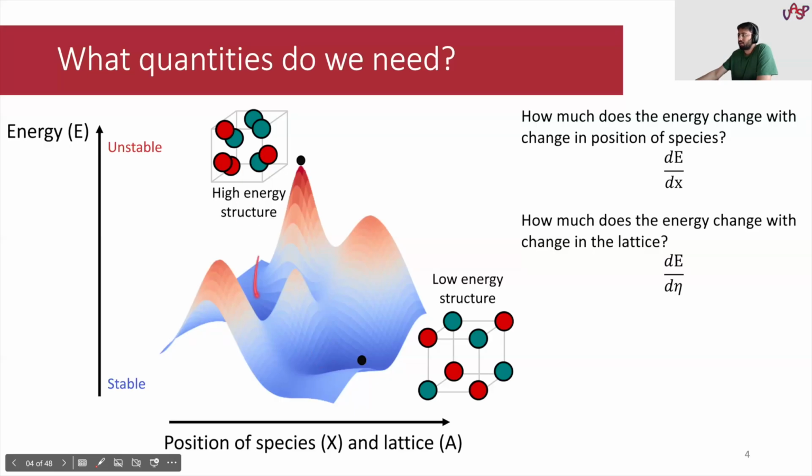So this is what most people would call a potential energy surface. So you have a surface which, based on the positions of your species and your lattice, so basically based on the arrangement of atoms that you have in some sort of crystalline system, would give you either a very high energy structure.